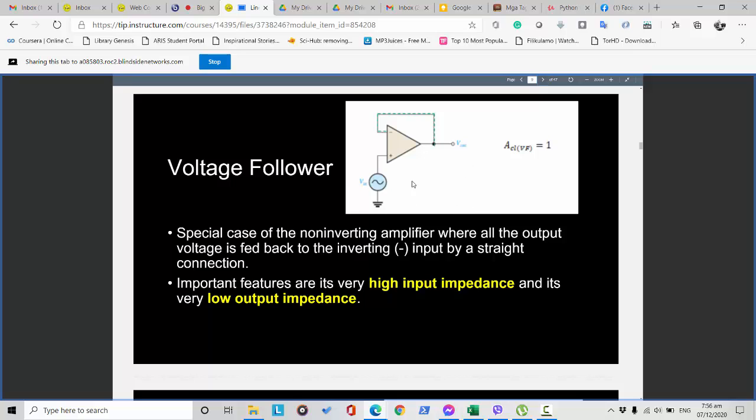Therefore, the definition states that the voltage follower is a special case of the non-inverting amplifier where all of the output voltage is fed back to the inverting input. You can see here the output voltage is fed back to the inverting input by a straight connection. Some of the important features are its very high input impedance and its very low output impedance.